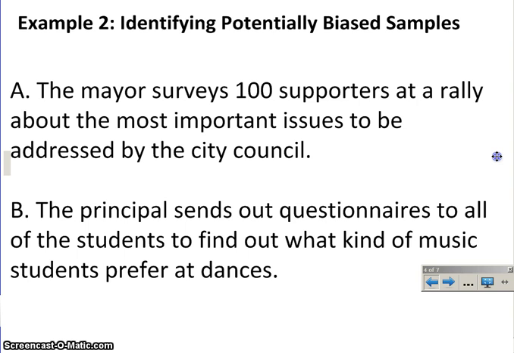Whereas if he surveyed random people just by picking their addresses that lived in the city, he would get a better feeling for the majority of people and how they would vote on the issues. So that's a biased survey. So if I asked you unbiased or biased for A, you would want to say biased.